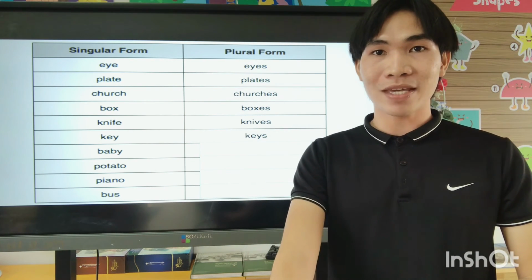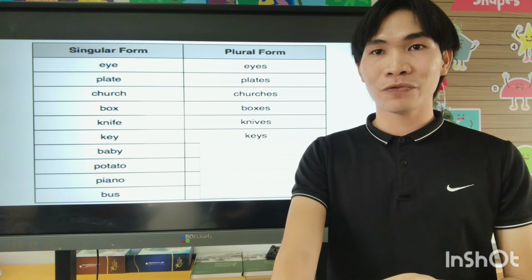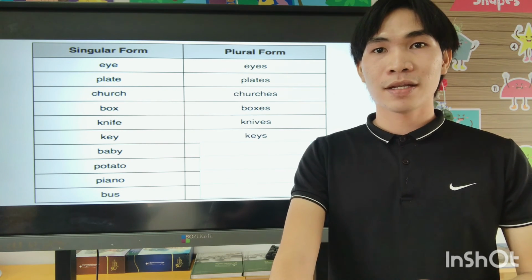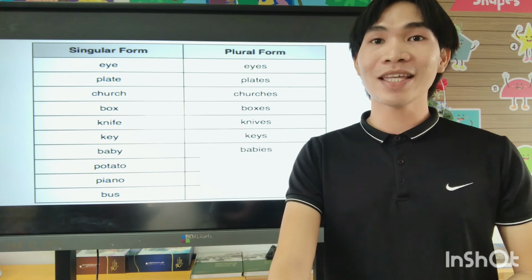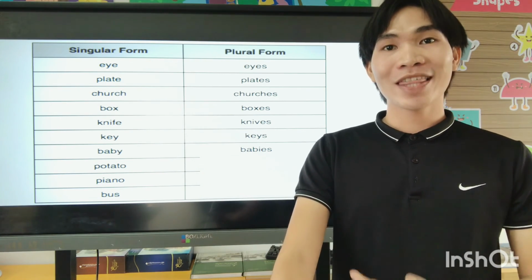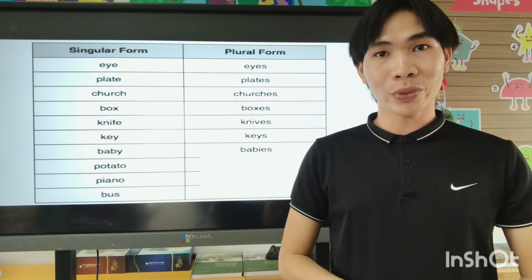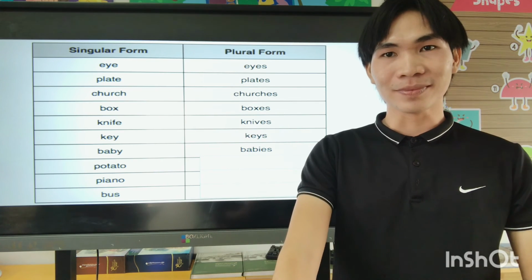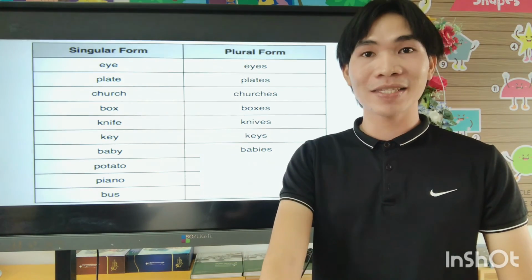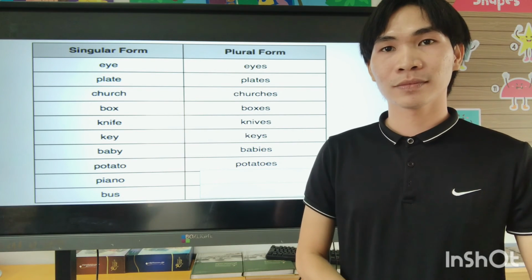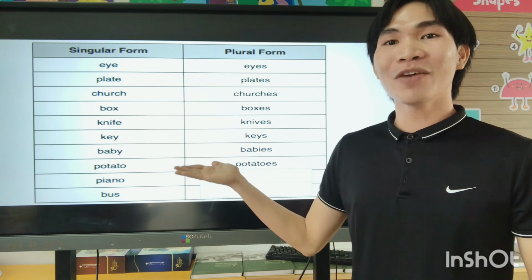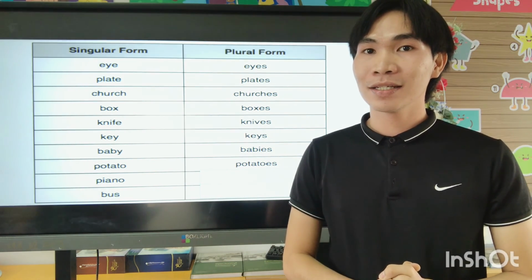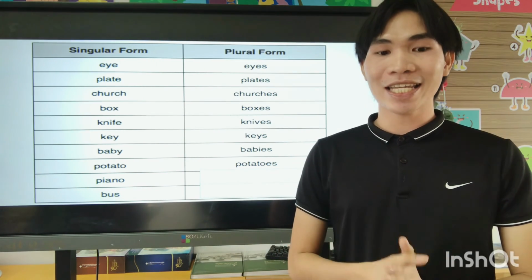How about the word baby? Do you think it's gonna be the same to the first example? Just add S? Now let's check your answer. It's babies. So this time we applied the fourth rule, which is change Y to I and add ES. Now let's proceed to the next example. Potato. Okay, I'm sorry. We have here the answer, potatoes. So we applied the second rule, which is to add ES.